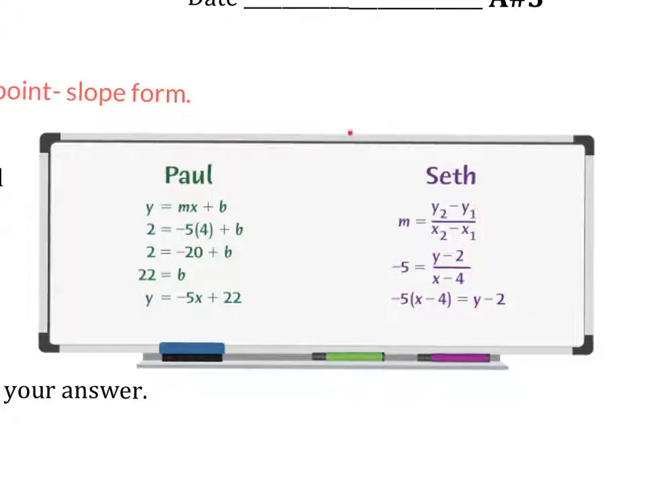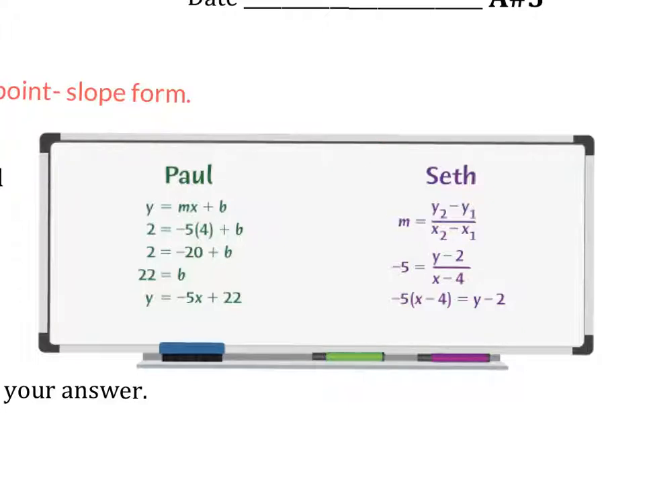Seth, on the other hand, started from a different place. Instead of slope-intercept form, it looks like he started with the slope formula, y2 minus y1 over x2 minus x1. And he substituted the 4 and the 2. 4 went down here, and the 2 went up here. The negative 5 went there, but then he kind of replaced that second point. There is no second point, so he generalized it to an x and a y.